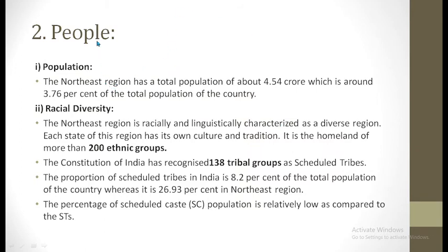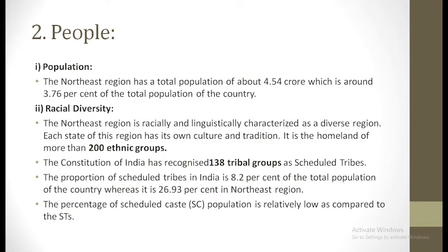In terms of population, now let's come to the people. The population of the northeastern region is 4.54 crore, which is 3.76% of the total population of the country according to the 2011 census. The region is racially and linguistically characterized as a diverse region. There are more than 200 ethnic groups, out of which 138 tribal groups are recognized as scheduled tribes.